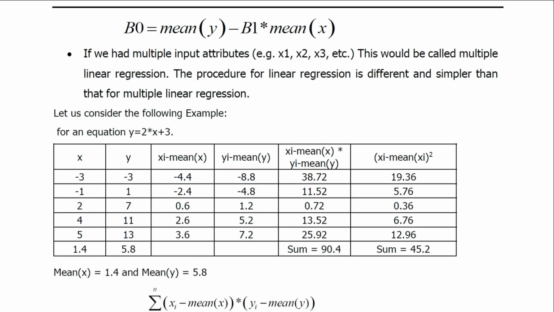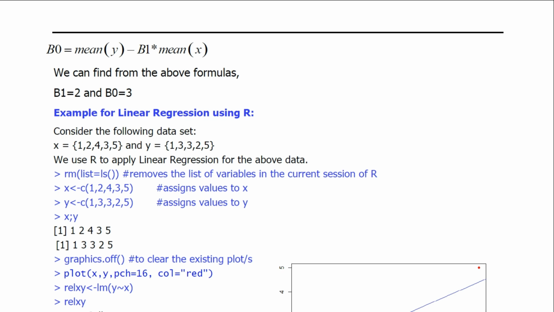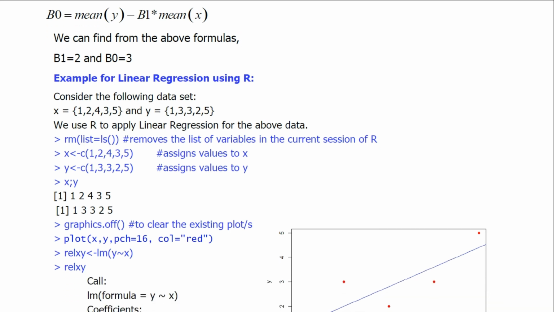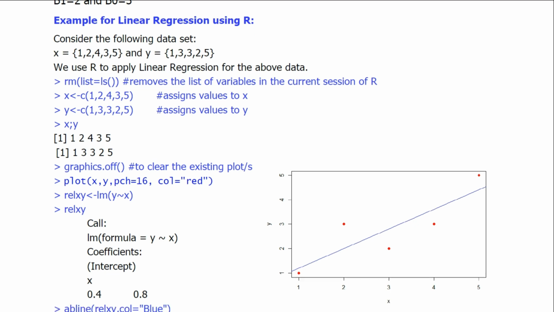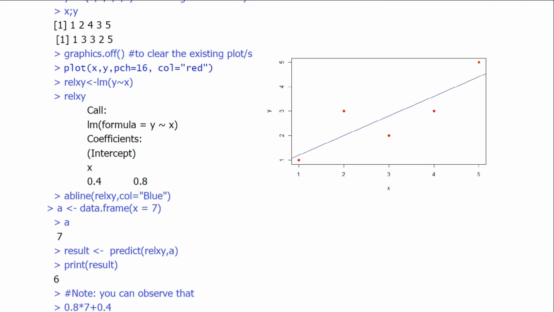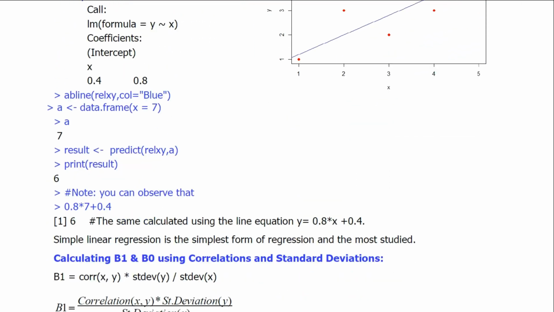Below this, some other explanation using a programming language. How to calculate: x vector 1, 2, 3, 4, 5. Y vector 1, 3, 3, 2, 5. After calculating the slope and intercept values, we got the straight line through the scatter points.